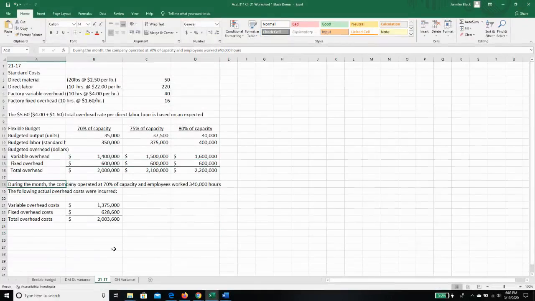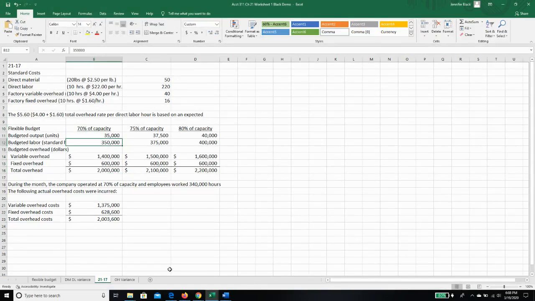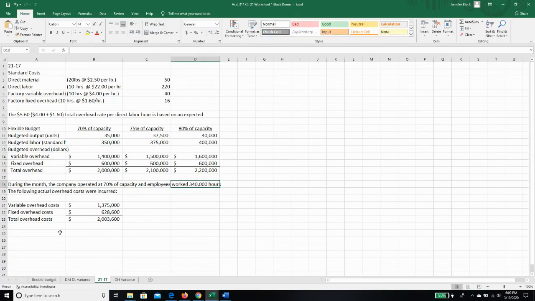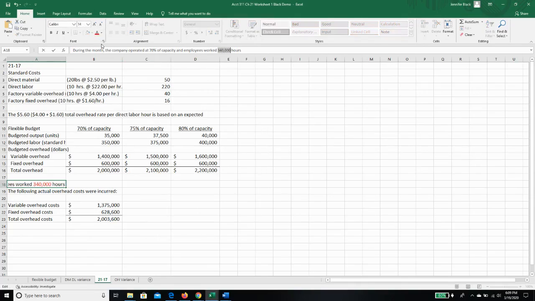We also found out that during the month we're looking at, we operated at 70% capacity. So this becomes our standard in this column under 70% capacity. And the employees worked 340,000 hours. So already we know we're going to have a variance, because our standard at 70% capacity is for our employees to work 350,000 hours, but they only worked 340. All right, that's important to know. So let's see if Excel is going to be my friend and let me highlight just that. No, but it'll let me make it red, so we'll do that.